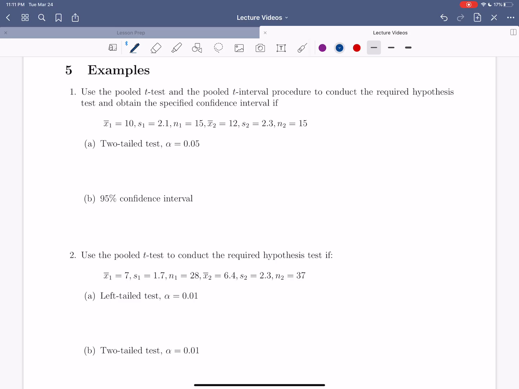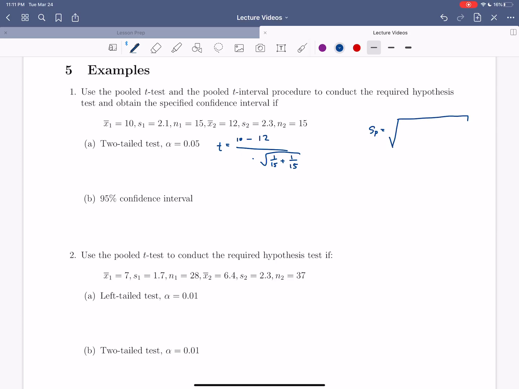And we're not even given the data, we're given all the important statistics for each of the data. So the sample mean, sample standard deviation, sample size. And so what we have to do is go through and use our formula. T is going to be x1 bar minus x2 bar, so that's 10 minus 12, over our pooled standard deviation, which we'll have to figure out in a second, times the square root of 1 over 15 plus 1 over 15, 1 over n1 plus 1 over n2.